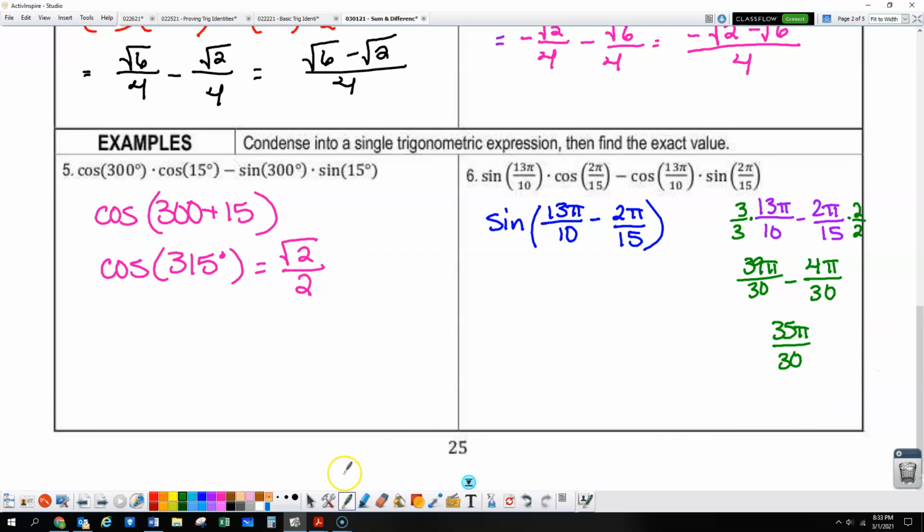And then here I can divide by 5. So divide the top by 5, the bottom by 5. I would get 7 pi over 6. So we're looking for sine of 7 pi over 6, which would equal negative 1/2. All right, let's do the last two.